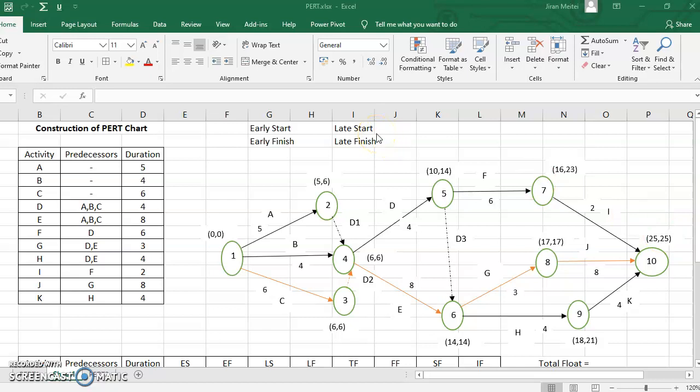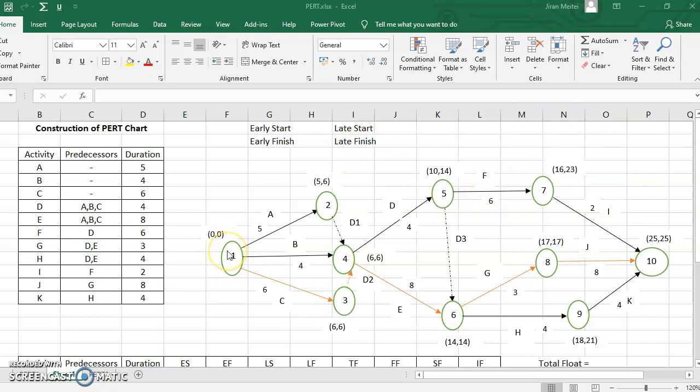Late start is the latest time where the activity can be started, or the activity can be delayed to start, without again disturbing the relationship between the activities and the project completion time, and the same for the finish. Now how do you find it out from the network?